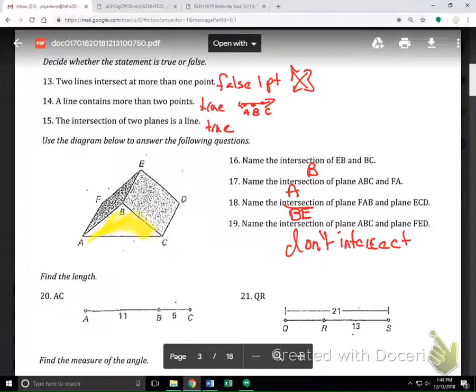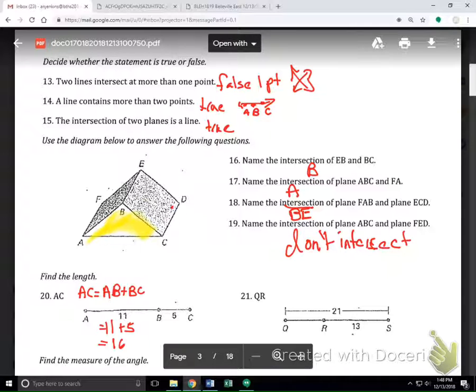AC. What is the length of AC? 16. It's going to be 16, but we know it because AC equals AB plus BC, which is going to be 11 plus 5, which is 16. Nope, 16. Okay, 16.